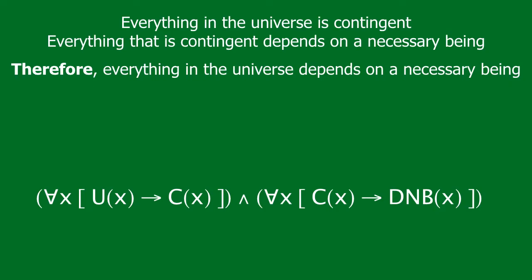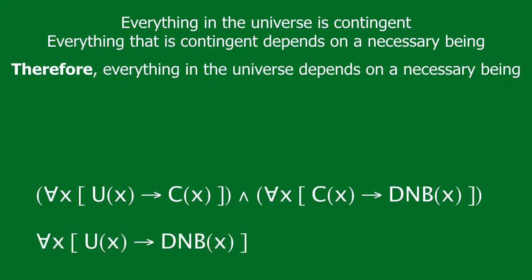So this is our statement of the two premises, and this complicated-looking collection of symbols is basically saying the first two premises above that are stated in simple English. Everything in the universe is contingent. Everything that is contingent depends on a necessary being. And we simplified it using something called rules of inference to the conclusion, which is stating the same thing that our conclusion above stated. Therefore, everything in the universe depends on a necessary being.